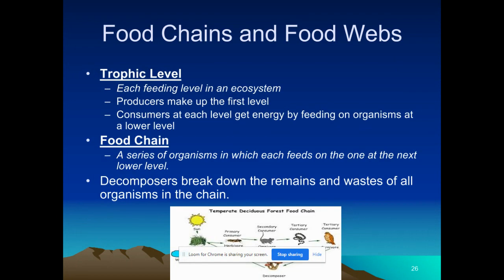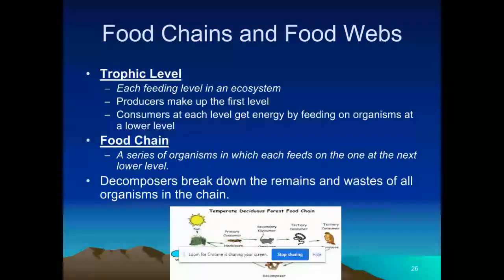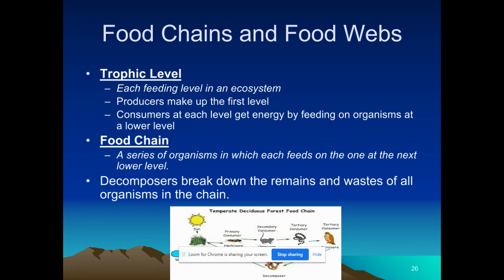So, food chains and food webs. A trophic level is each feeding level in the ecosystem. The producers make up the first level, and the consumers at each level get energy by feeding on organisms at the lower level. As you go up the chain, it actually gets less energy. On a food chain, there's a series of organisms in which each feeds on the next one. Y'all have seen that before in elementary school.